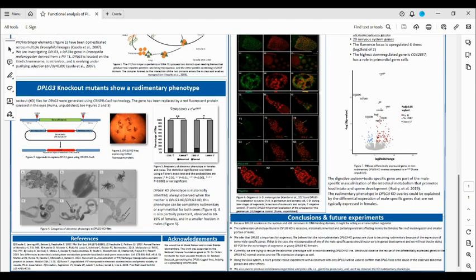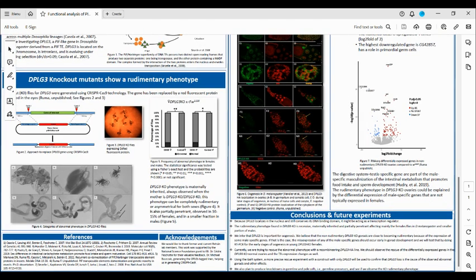So, our conclusions and future experiments: we believe that because DPLG3 localizes in the nucleus and still conserves its DNA-binding domain, it might be acting as a transcription regulator. We also infer that DPLG3 is important for oogenesis. We believe that the non-rudimentary DPLG3 KO gonads are close to becoming rudimentary because of the expression of some male-specific genes. If that's the case, the misexpression of any of the male-specific genes should occur very early in the gonad development, and we will test this by doing RT-PCR for the early stages in young DPLG3 KO females.